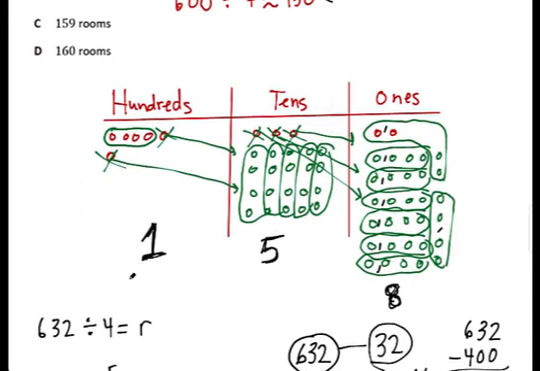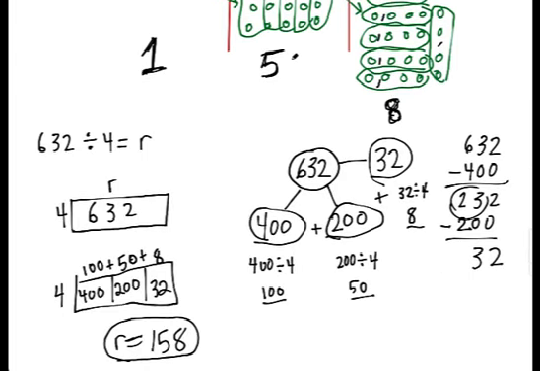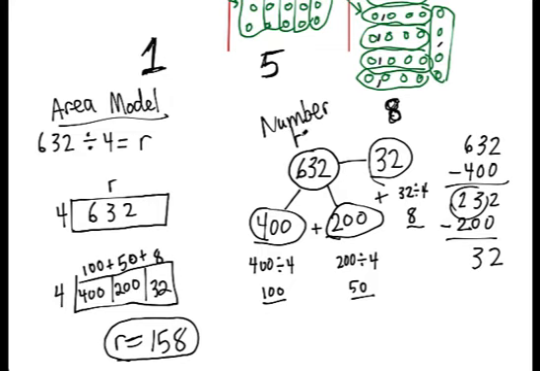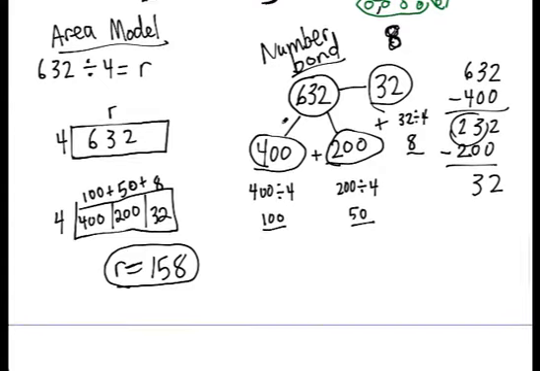So far we've seen place value disks, this is the area model right here, and this is number bonds. There you go, there's 3 ways. The only way we haven't looked at is the standard algorithm. And this one's probably most people's favorite because it's the fastest. Let's look at that. And this will be the last one we look at today.